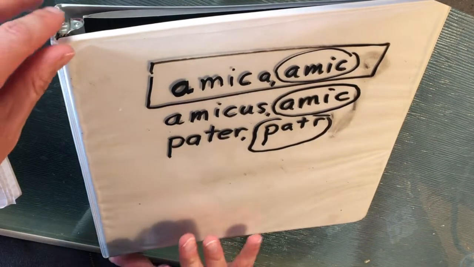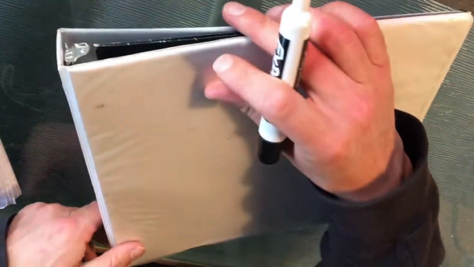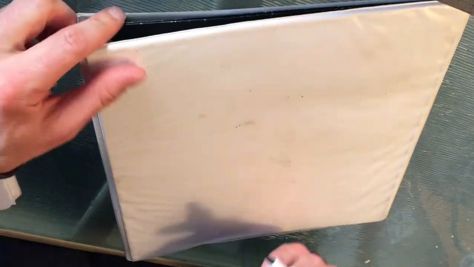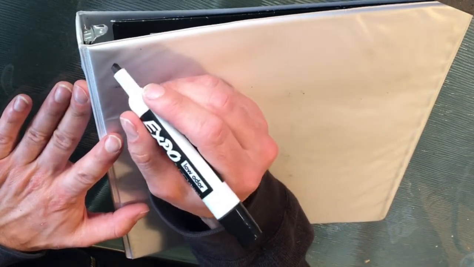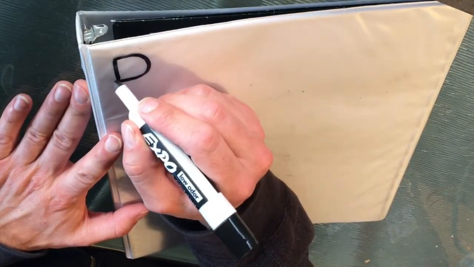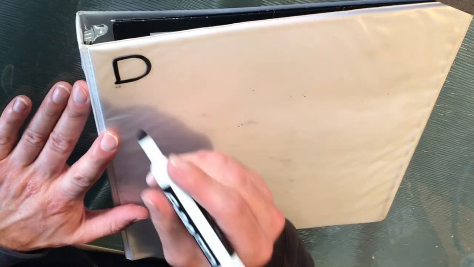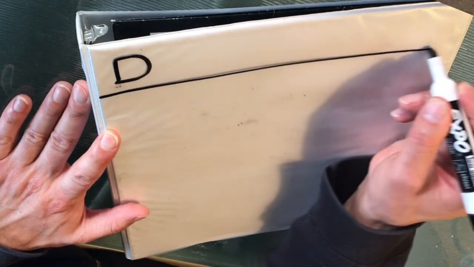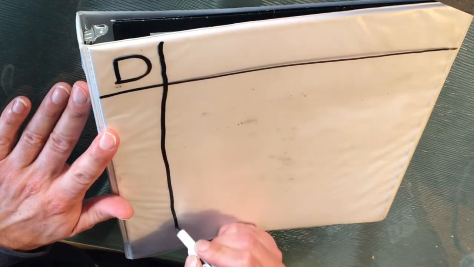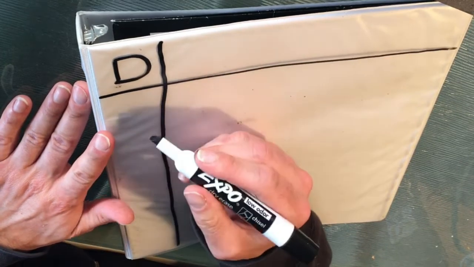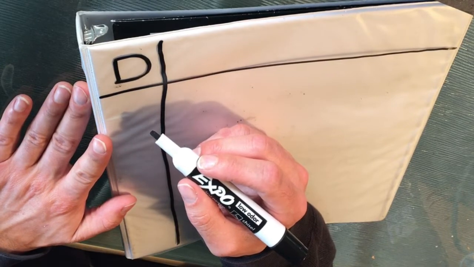I'm going to flip my board and we'll build our declension scaffold. So, D for declension in the corner. Then I'm going to box the D and continue the lines all the way to the ends of my paper. Then I use my chant.